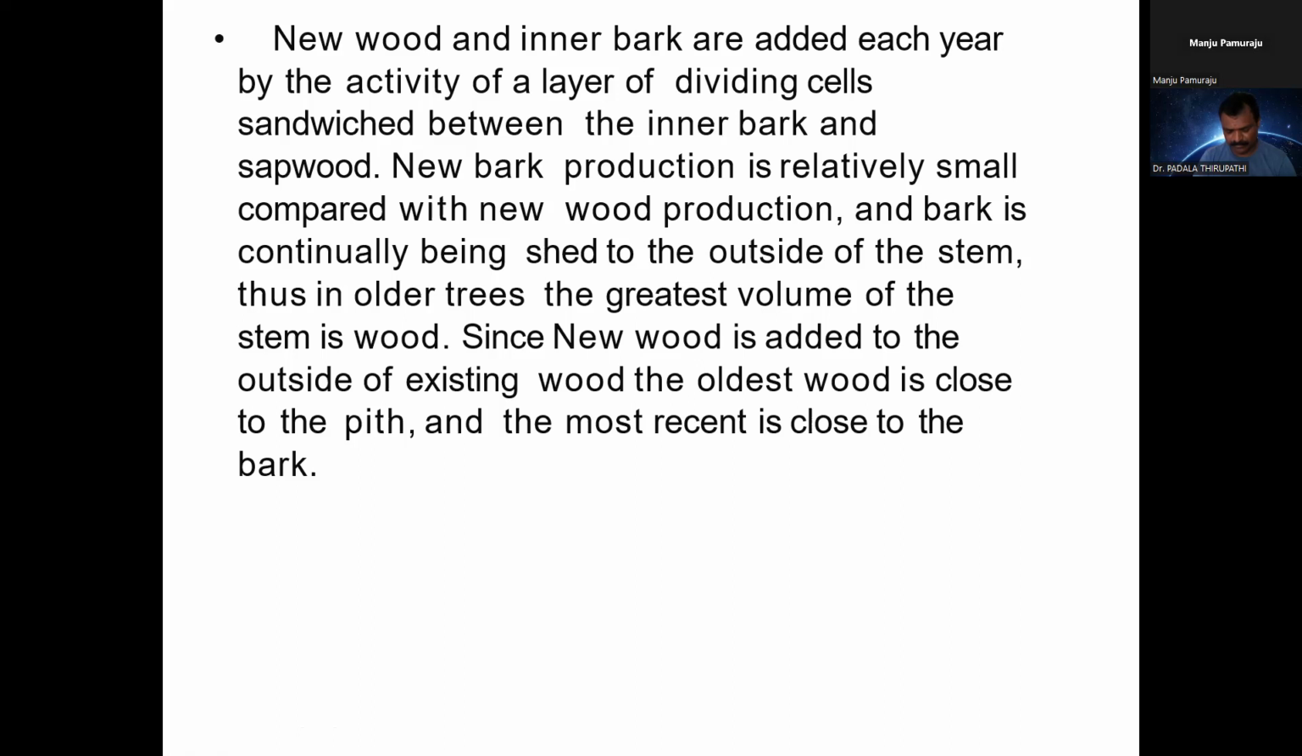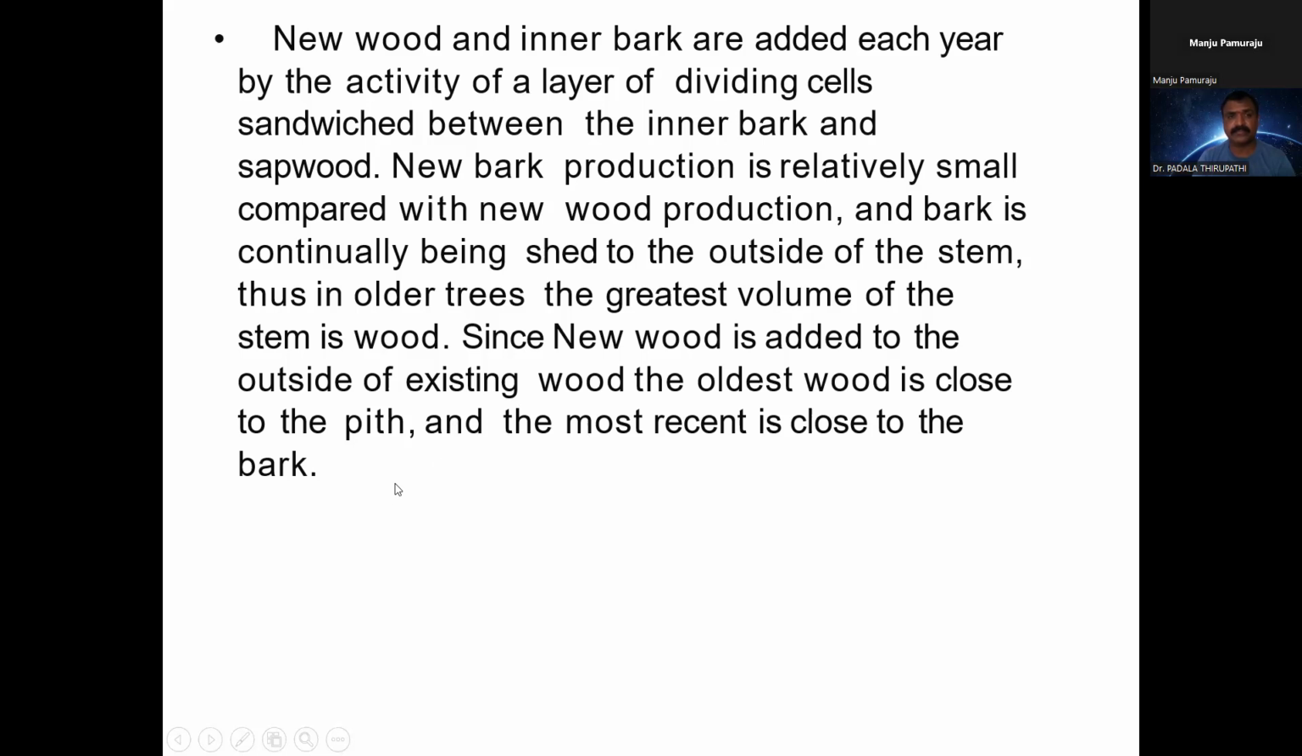The new bark production is relatively small compared with the new wood production. The new bark, the outer layer, grows much less than the inner wood, and bark is continually being shed to the outside. It is shed off and new bark is produced. Thus, in older trees the greatest volume of the stem is the wood, that is, the xylem. Since new wood is added to the outside of the existing wood, the oldest wood is close to the pith and the most recent is close to the bark on the outer side.